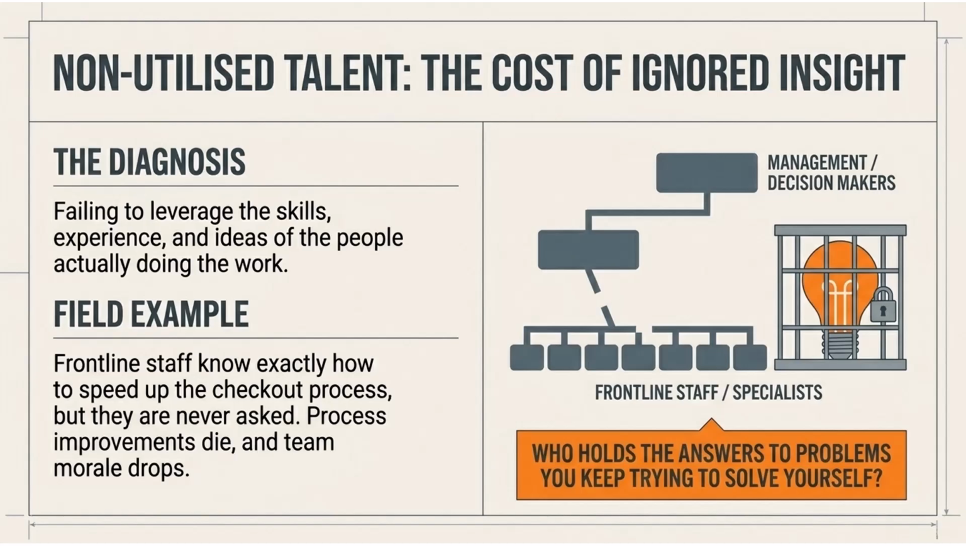Now next up is non-utilized talent. Now this is something that a lot of people overlook. This can be having people in the wrong positions within the company, but it could also be having people having to do rework or meaningless quality checks because something's not right upstream within a particular process. And you see this a lot. So again, this particular example, frontline staff know exactly how to speed up the checkout process, but they're never asked. Process improvements die and the team morale drops.